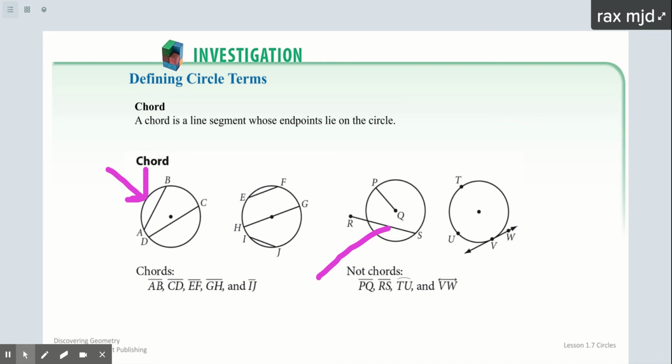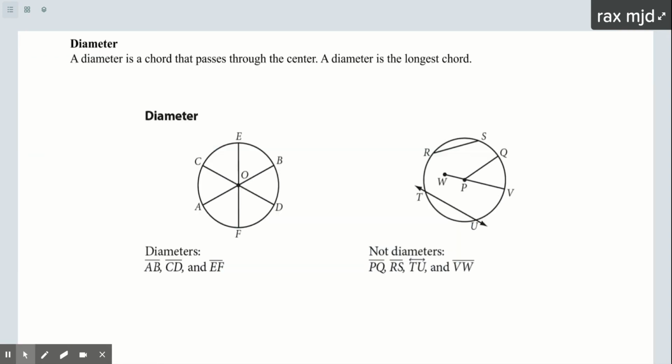If I named a point, let's call it K, then SK would be a chord as well. Okay, so you can have a chord be on top of something that is not a chord, but in order for it to be a chord, the endpoints need to be on the circle.